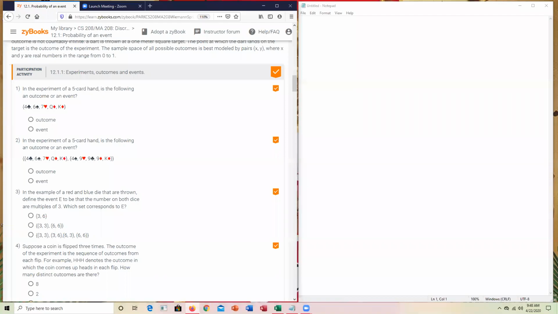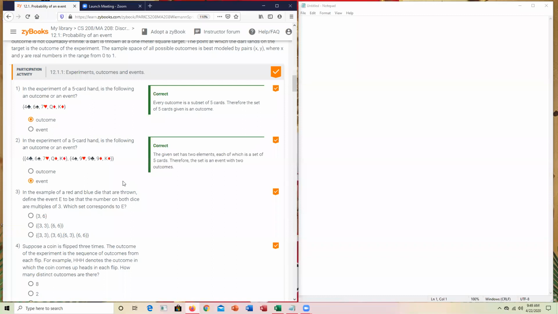Okay, let's go ahead and begin the demonstration of section 12.1. The first two problems in this first participation activity talk about an outcome versus an event. From an outcome perspective, there is only one subset that can occur. So on the first one, four of clubs, six of spades, seven of hearts, queen and king of diamonds, there's only one subset, so that becomes an outcome. If there's more than one, it is an event. So that's what's going on with the first two.